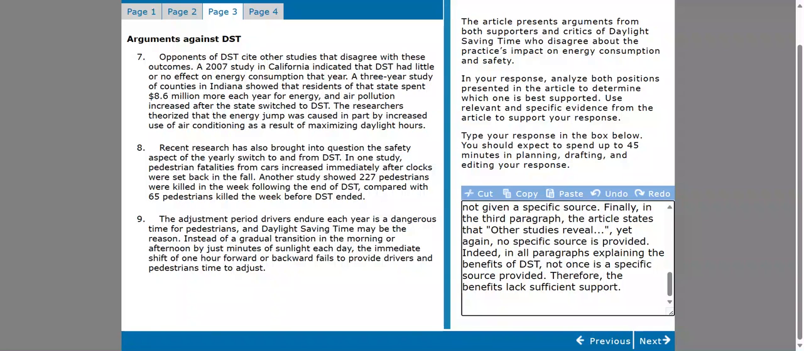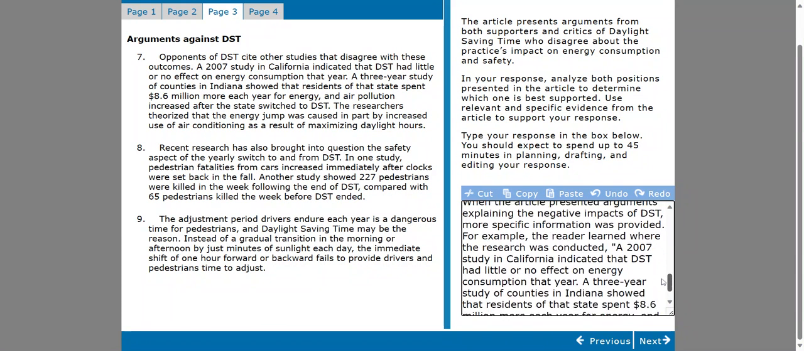So they gave a 2007 study in California, and then they gave a 3 year study of counties in Indiana. Now, I know that they did not tell us, writers, specifically who conducted the study in California and who conducted the study in Indiana. However, at least specific information is given in terms of, we know it happened in California and we know it happened in Indiana. So let's take a look at how we would set this one up.